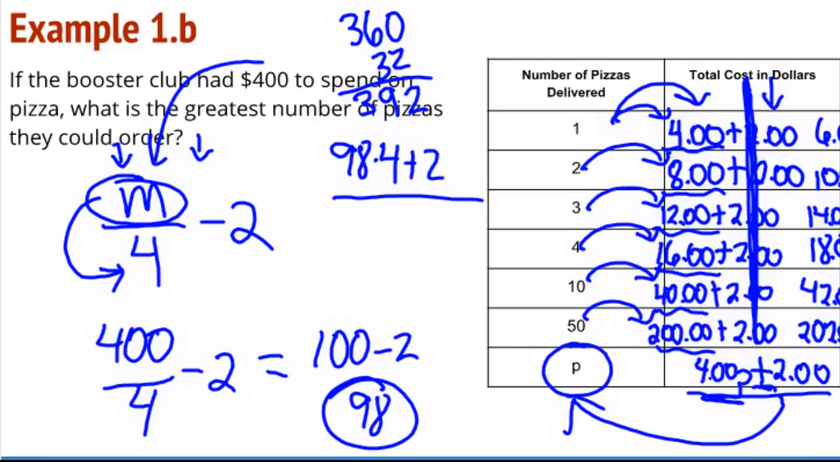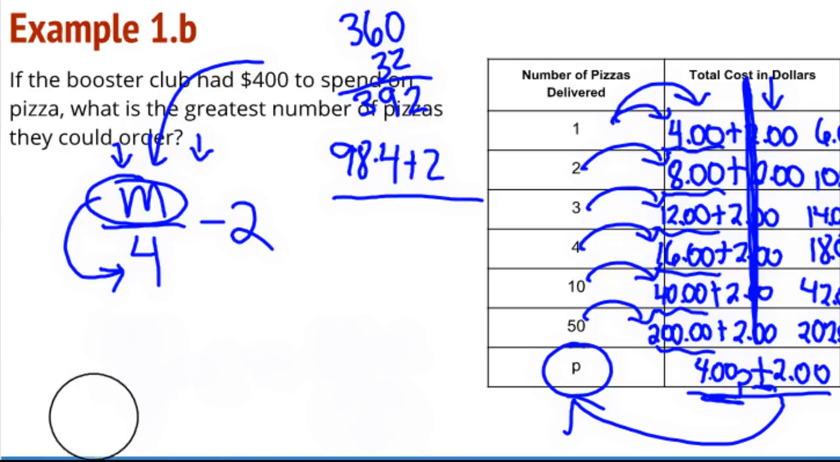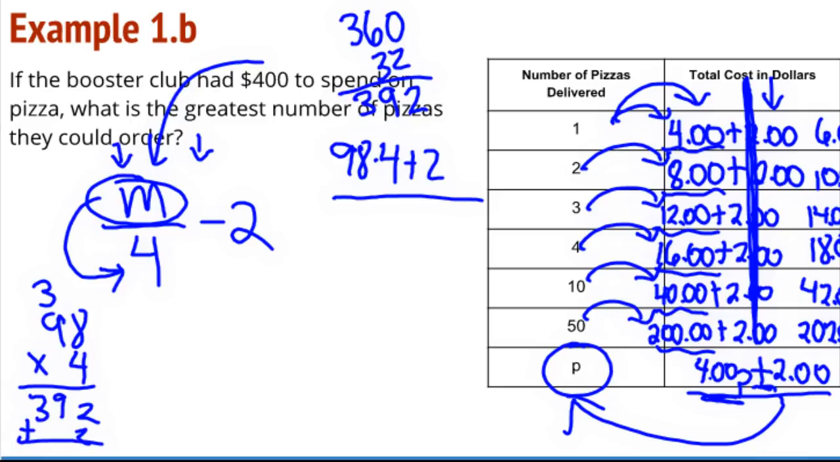Why do I always manage to do this? Money divided by 4 minus 2. 400 divided by 4 is 100. Minus 2 is 98. 98 times 4, plus 2 is... 4 times 9 is 36. Plus 3 is 39. Plus 2 gives me 394. I still had $6. I missed something.